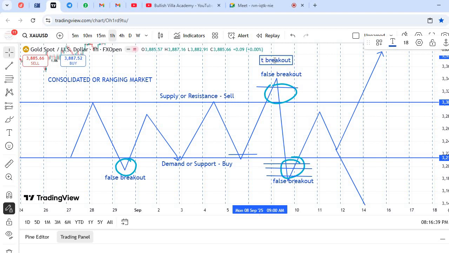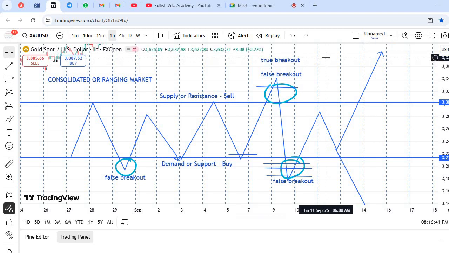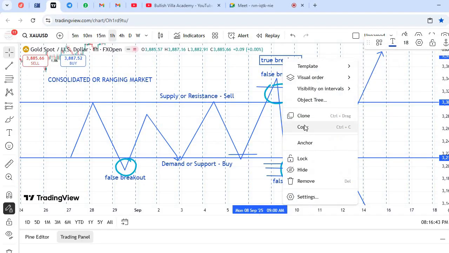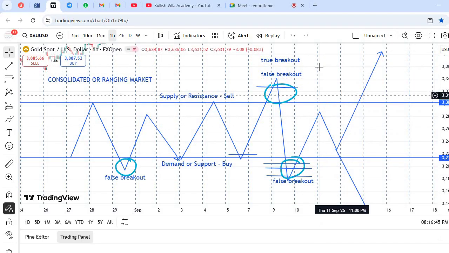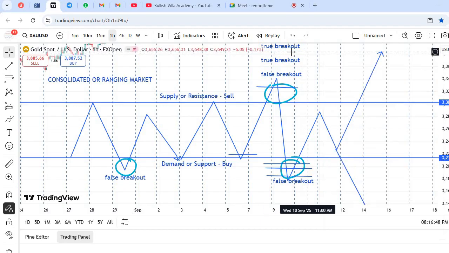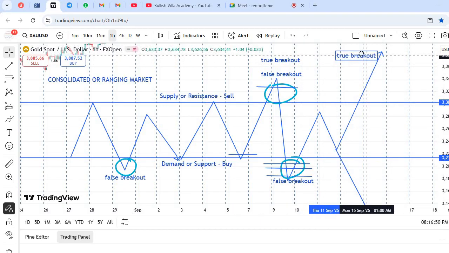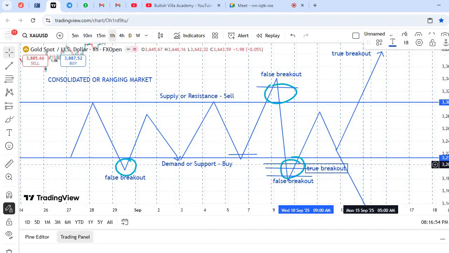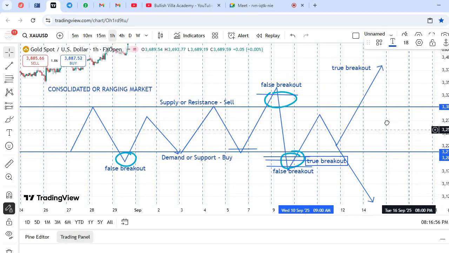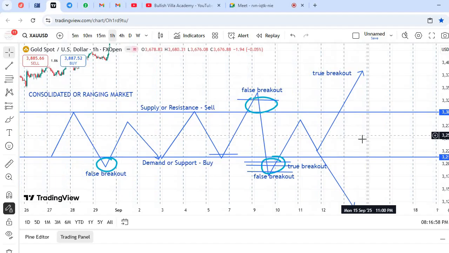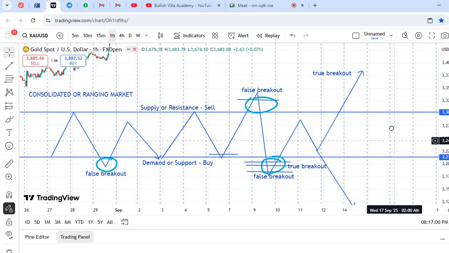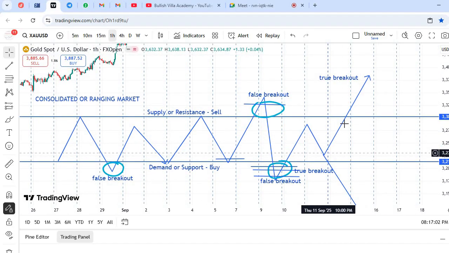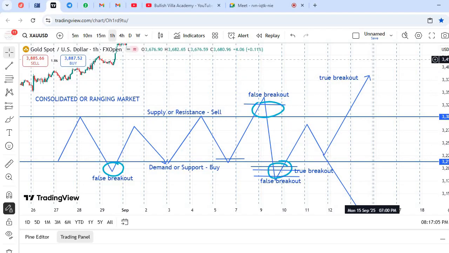I'm just giving it a name. You won't see it in any Facebook group. Whatever any trader wants to call it, you can call it. So that's what I'm calling it. So this is a true breakout. You can see this is a true breakout. Now the true breakout can either move up or down.